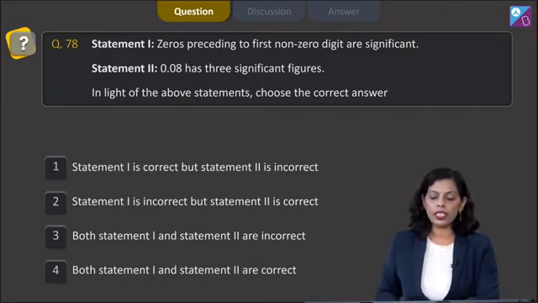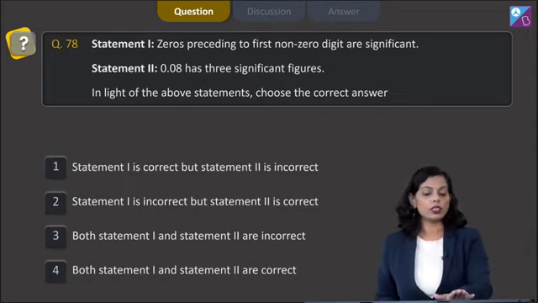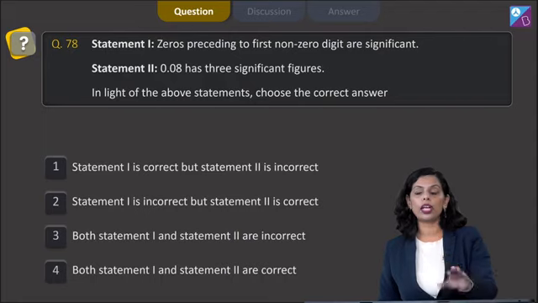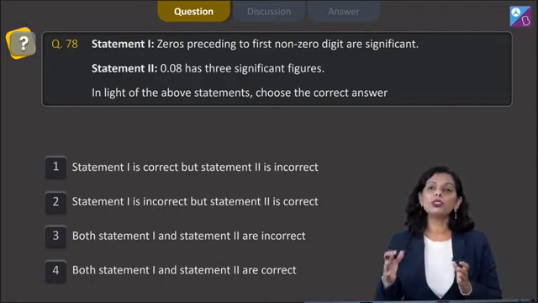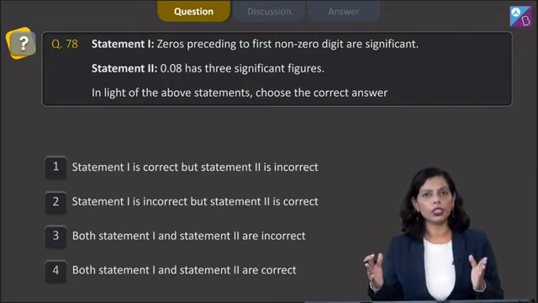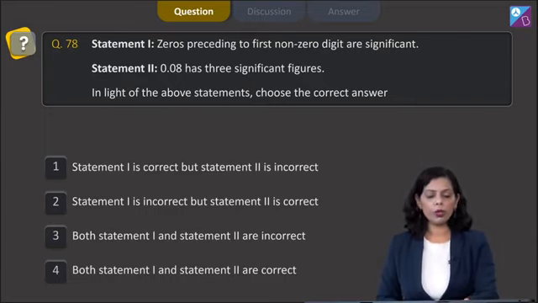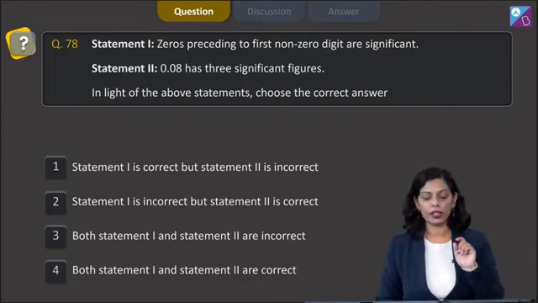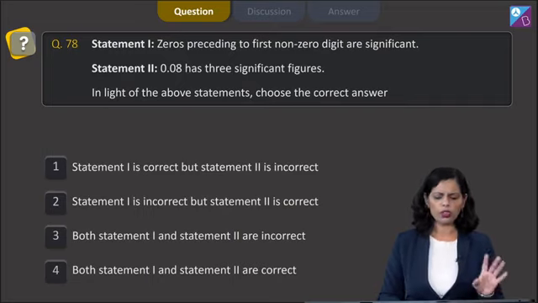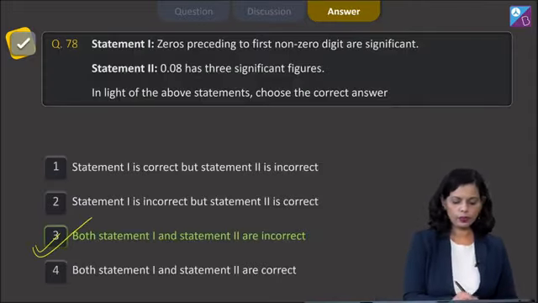Statement 1. Zeros preceding the first non-zero digit are significant. This is absolutely wrong, because zeros preceding the first non-zero digit are non-significant. Zeros post decimal can be considered as significant if they are followed by a non-zero digit. So this way statement 1 is incorrect. Statement 2. 0.02 has 3 significant figures. This is absolutely wrong, because it would have only one significant figure, that is 2 only, right? So this way both the statements are wrong, and if both the statements are wrong, easily you can choose the right answer here as option 3.